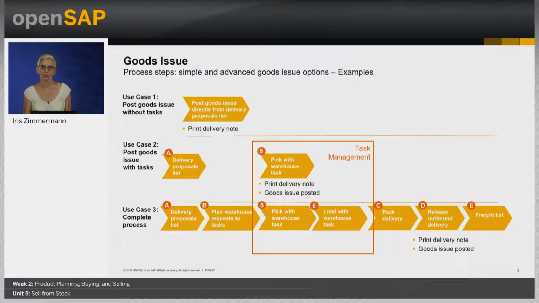Packaging information can be added before the release of the outbound delivery. The packaging information for one or more products can be represented in a single level, like boxes, or nested in a hierarchy, like boxes on pallets. Then, with the release of the outbound delivery, the delivery note is printed and goods issue is posted.